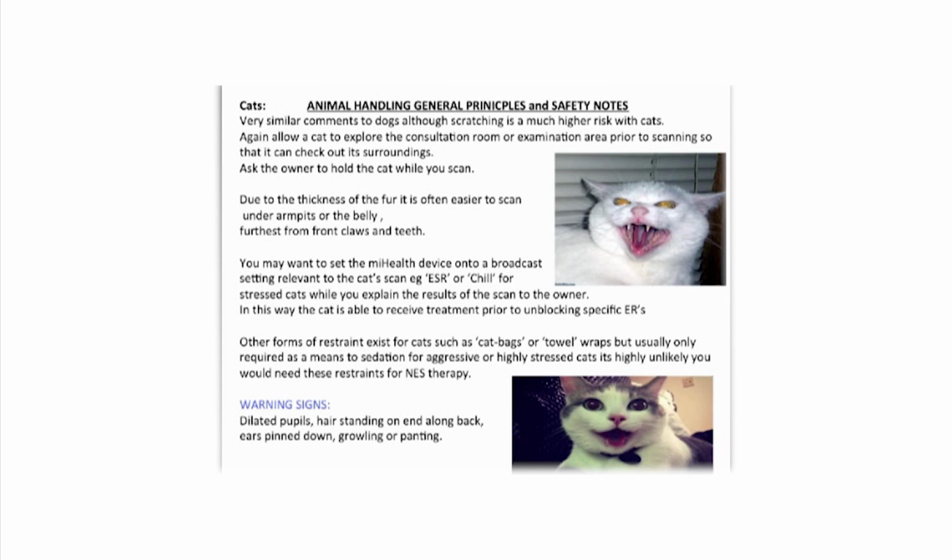Now, another warning with the cats, one of their signs is if you look at their eyes, the dilated pupils or hair standing on end down the back, the ears pinned back. Cats may often growl or pant. All of these are stress signs, so be aware of what you're seeing with them.